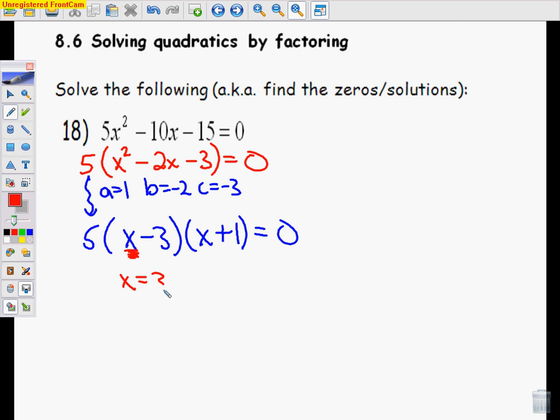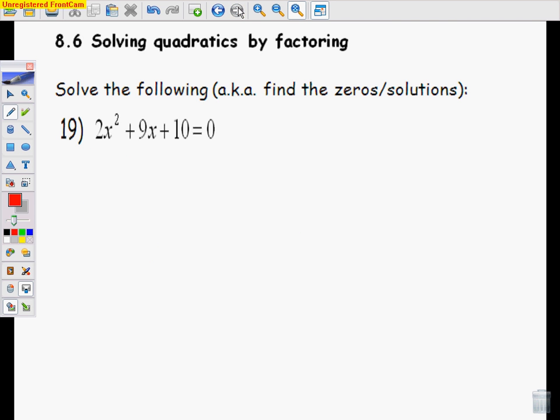Well, x could be 3. And what would make that parentheses zero? X would have to be negative 1. So these are our two answers, 3 and negative 1. All right, last one for this first part of the review.